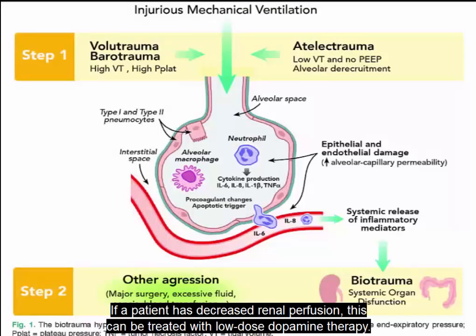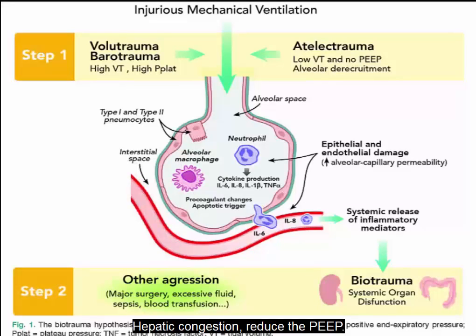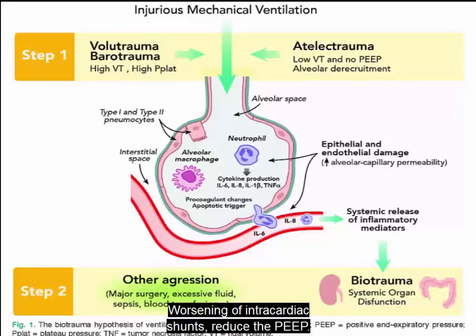If a patient has decreased renal perfusion, this can be treated with low-dose dopamine therapy. Increased intracranial pressure, you could decrease the PEEP. Hepatic congestion, reduce the PEEP. Worsening of intracardiac shunts, reduce the PEEP.